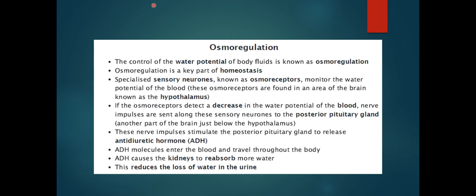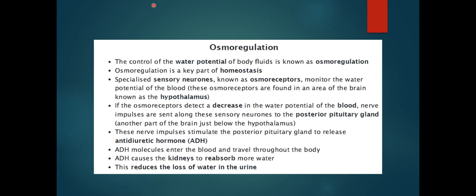These sensory neurons take these signals to the posterior pituitary gland. This is another part of the brain, right below the hypothalamus, and these nerve impulses stimulate the posterior pituitary gland to release antidiuretic hormone. Remember that there are a lot of questions about this antidiuretic hormone: what happens with it, how does it happen, and what does it do? So this is called ADH. I'm just going to call it ADH from now on.